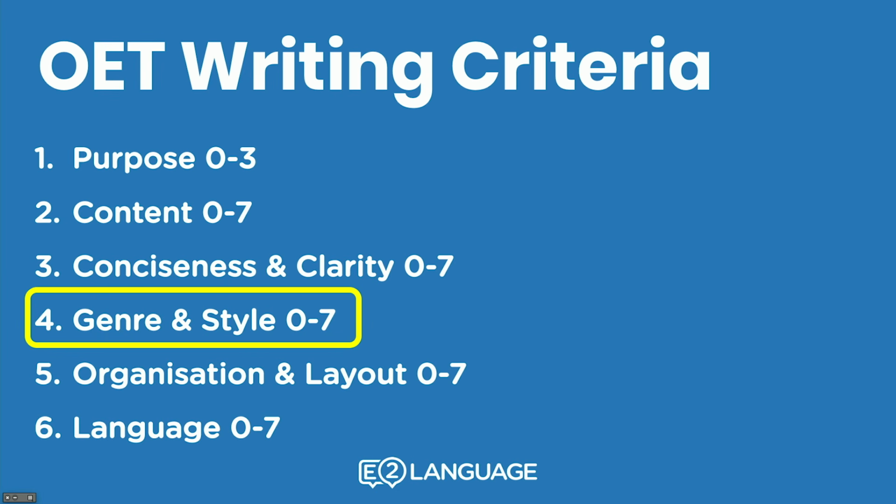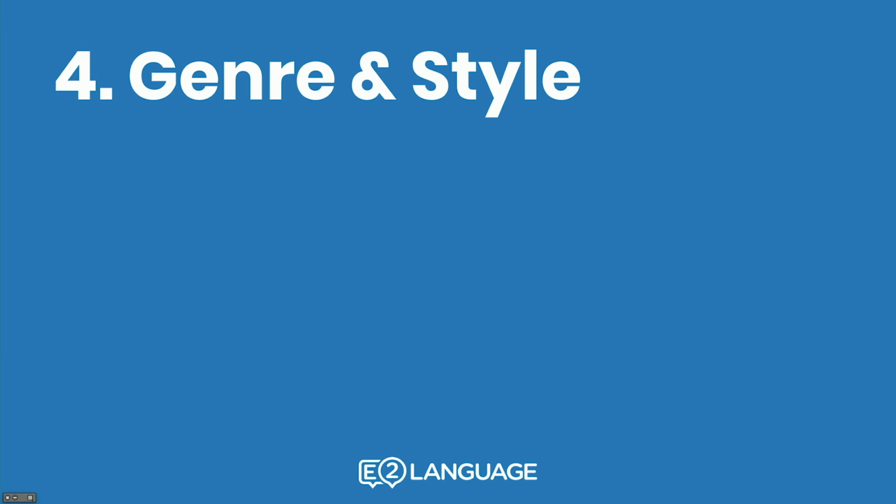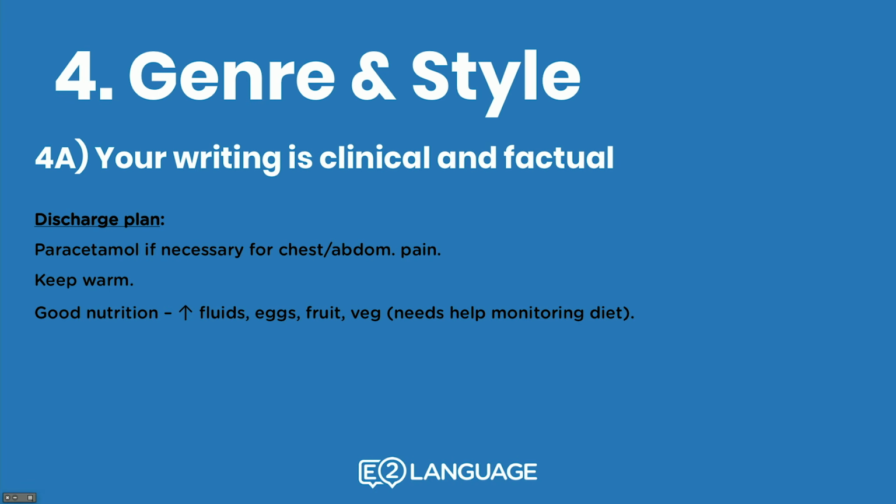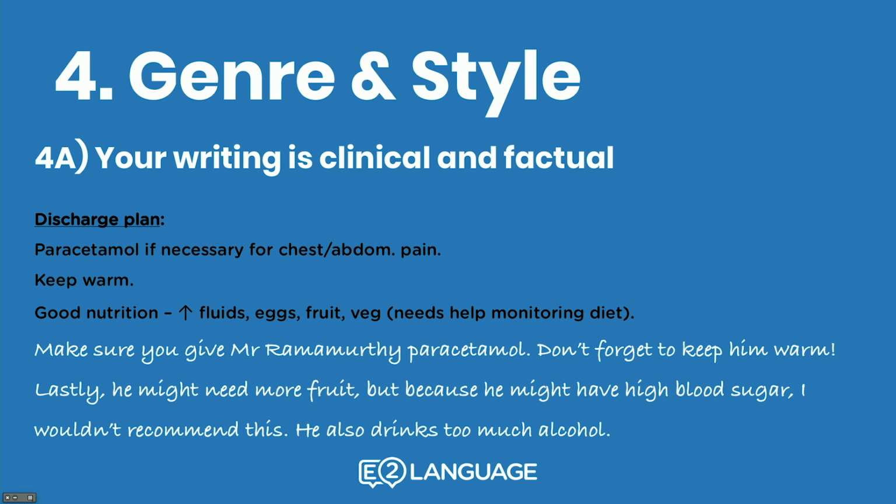Okay, let's look at the fourth thing that the OET assessors look at when they're marking your writing. It's genre and style, and they mark it from 0 to 7. Okay, so your writing needs to be clinical and factual. Check these case notes out here for the discharge plan. We saw them before. Imagine if you wrote something like this.